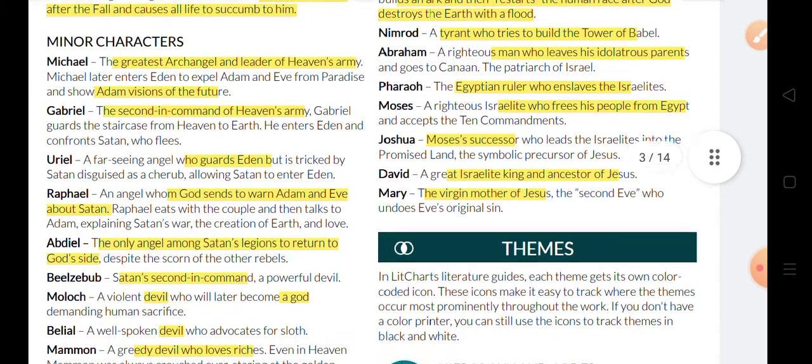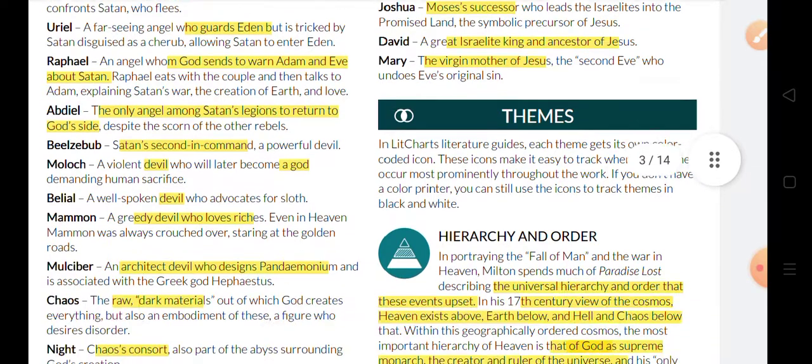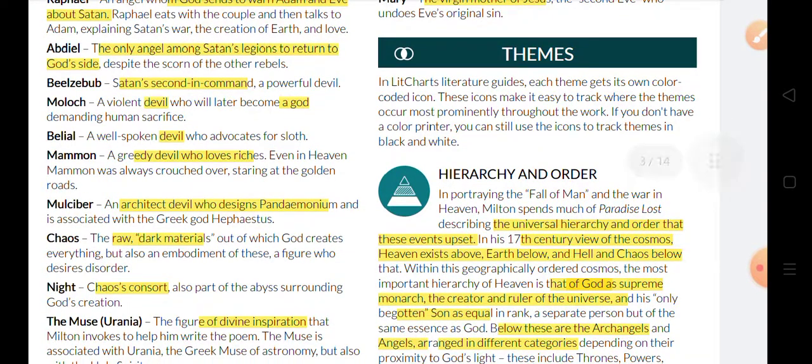And some minor characters in this poem are Michael, the greatest archangel, leader of heaven's army, and Gabriel, second in command of heaven's army, Uriel, who guards Eden, Raphael, whom God sends to warn Adam and Eve about Satan, and Abdiel, the only angel among Satan's legions to return to God's side, and Beelzebub, Satan's second in command, known as the prince of devils. You might have heard about him in Dr. Faustus. And Moloch, a devil who later becomes a false god.